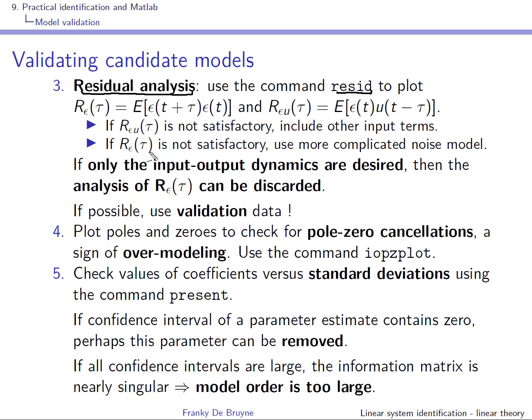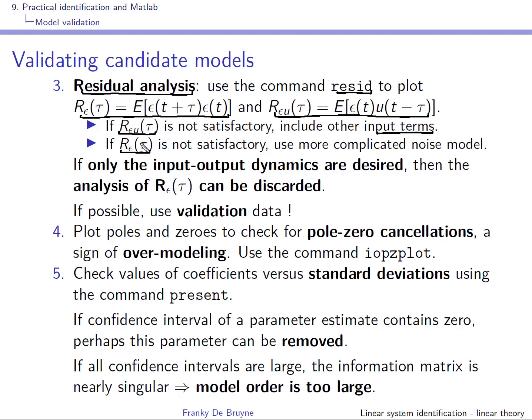So what you're looking at is the autocorrelation function of the residuals. This is the expected value of epsilon and a shifted epsilon, and then you have the cross correlation, right? This is correlating epsilon with shifted versions of u. This cross correlation is used to validate the input-output transfer function, and if it's not satisfactory, you should include other input terms.